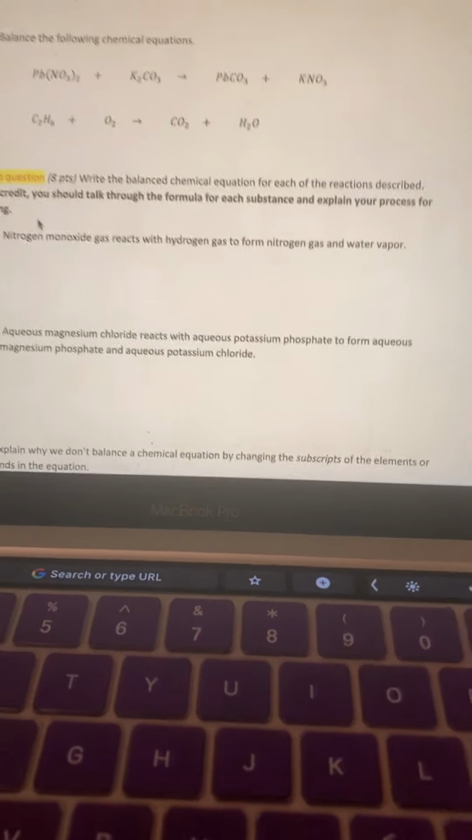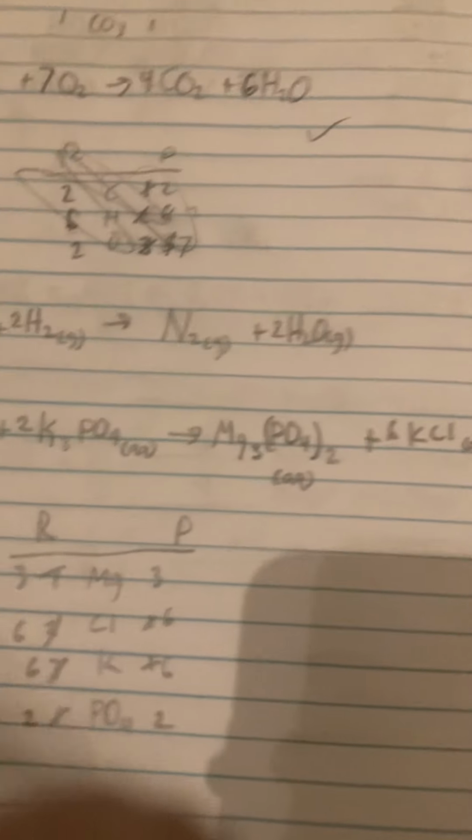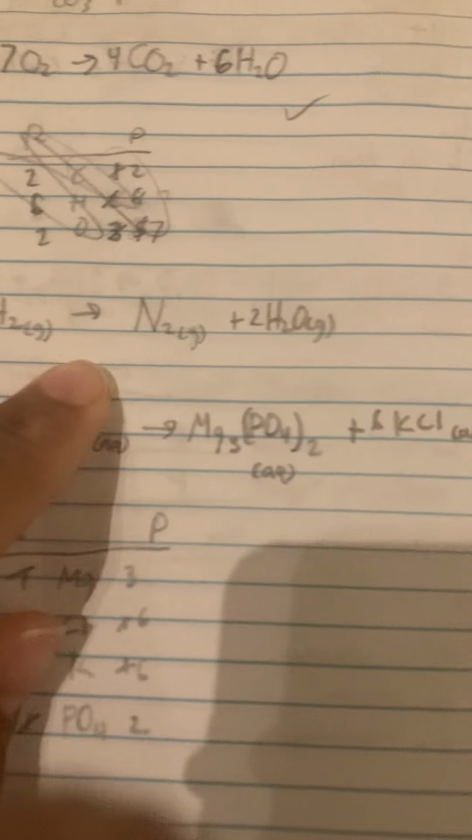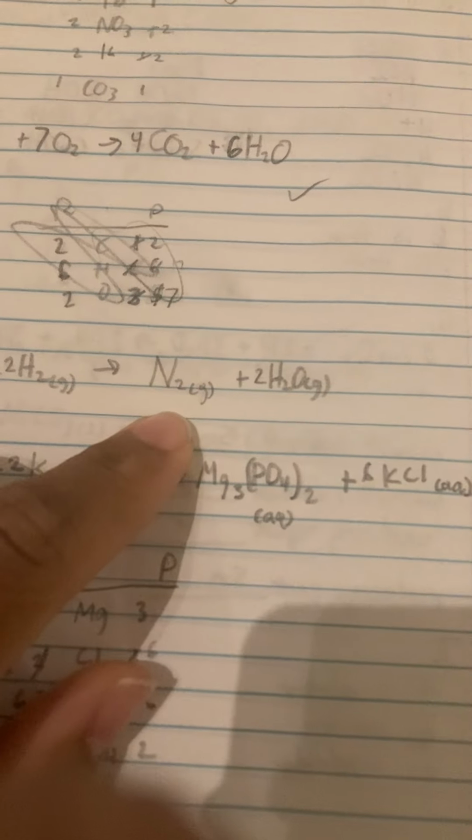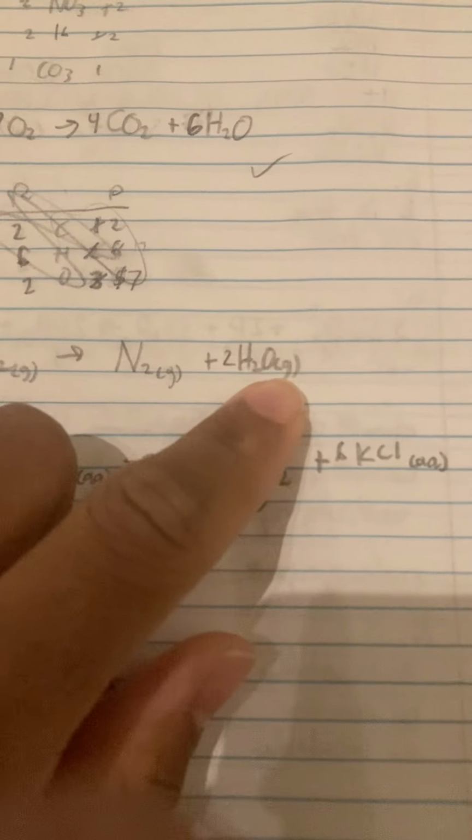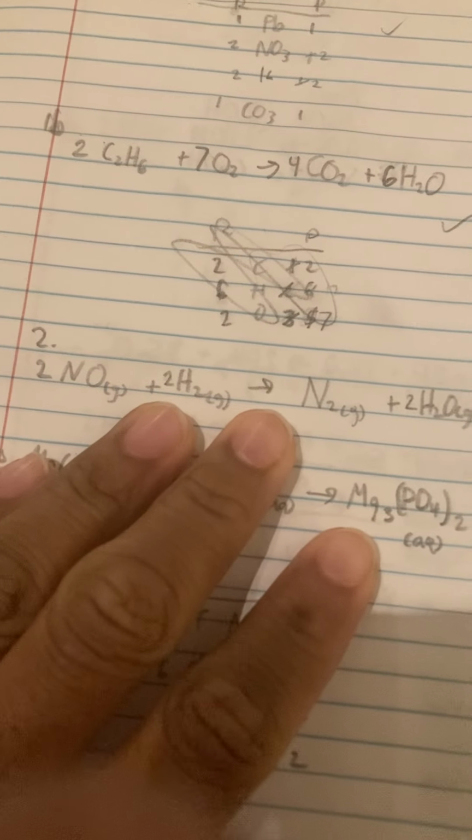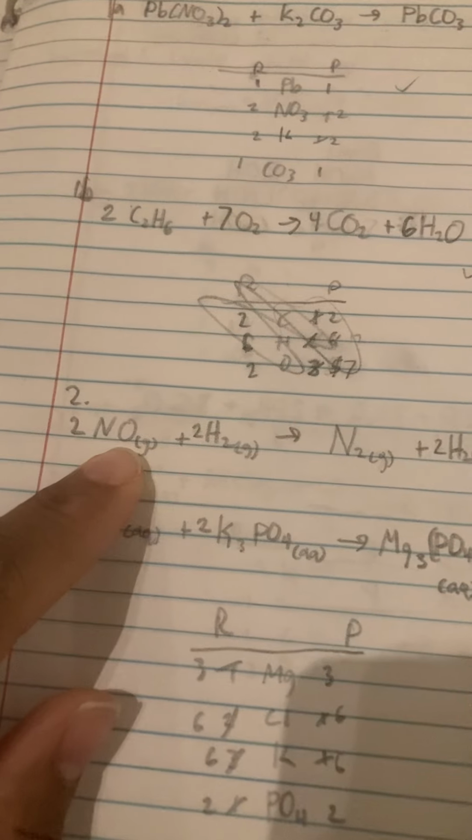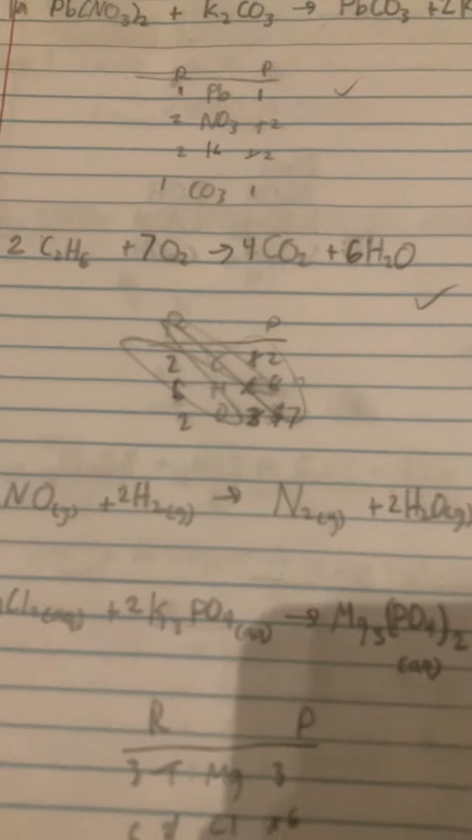For 2A, I just wrote it down. So nitrogen monoxide written right there. Hydrogen gas is H2 because it's diatomic. Nitrogen gas is also diatomic, which makes water vapor. That's why the state is gas. And then I balanced it, but nitrogen monoxide right there, pretty easy to see, I guess.